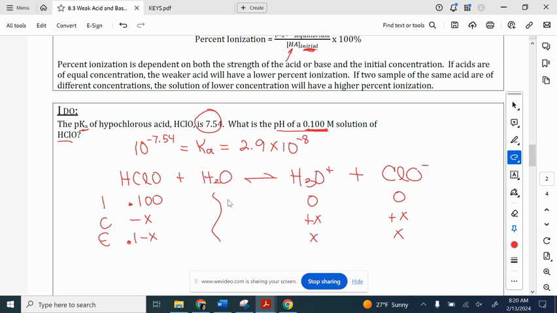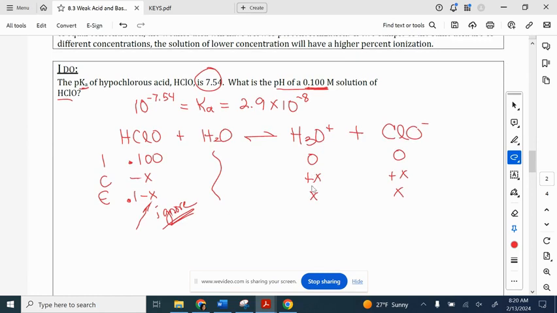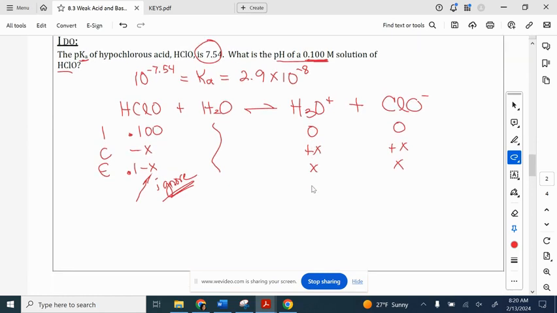I can do the math to verify, but I can just see that this is so much smaller than what this is that I am going to ignore that x, but I have to document that. I have to make sure that they realize that I have made that connection between this x getting ignored and that Ka value.